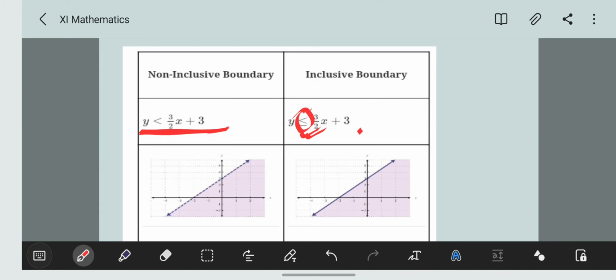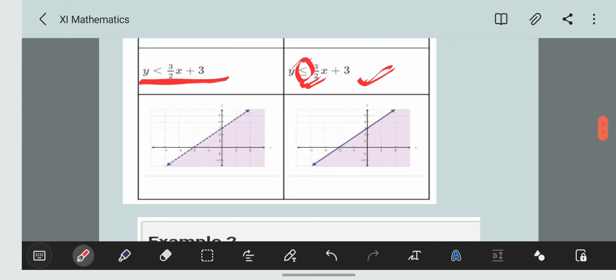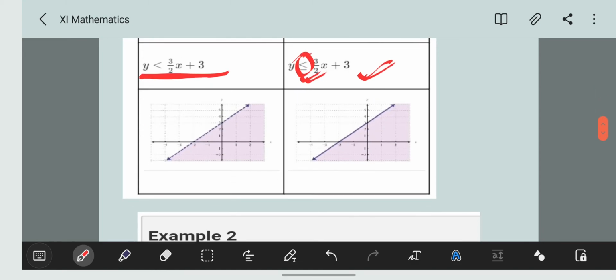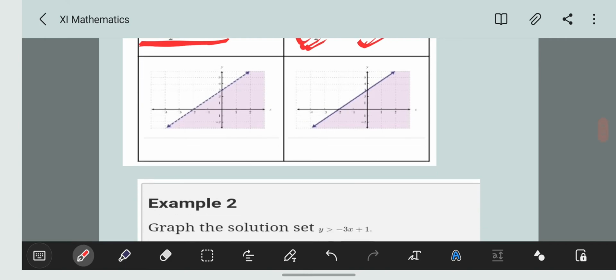So for the inclusive inequality, we have to use a dark line, that means the solutions on the line are also included. Whereas for the strict inequality, or non-inclusive boundary, we have to use a dashed or dotted line. That means the solutions on this given line are not included. It is strictly less than that.